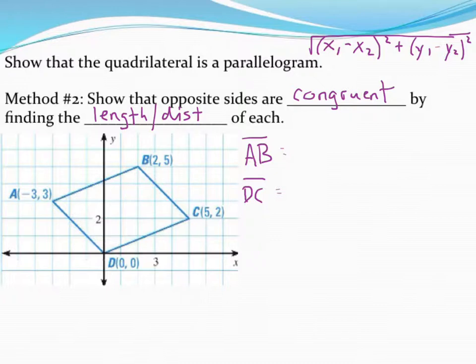A second way that we can prove a quadrilateral is a parallelogram is by using the property that opposite sides are congruent. In this example, I'm going to show that opposite sides, the top side and the bottom side, for example, are the same length or distance, and then I'll show the left and the right sides are also the same length. So we need to use the distance formula to do this.